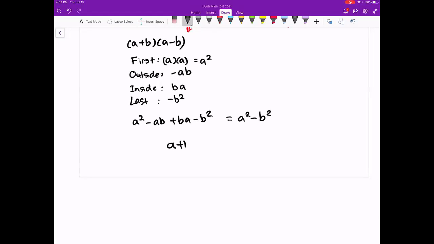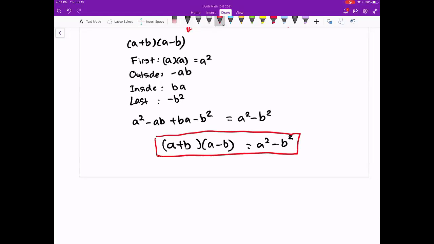So this is why it's called the difference of squares, because we have a squared minus b squared. This is a pretty important thing you have to remember. In essence, the middle terms just cancel each other out, because we have a negative ab and a plus ab.